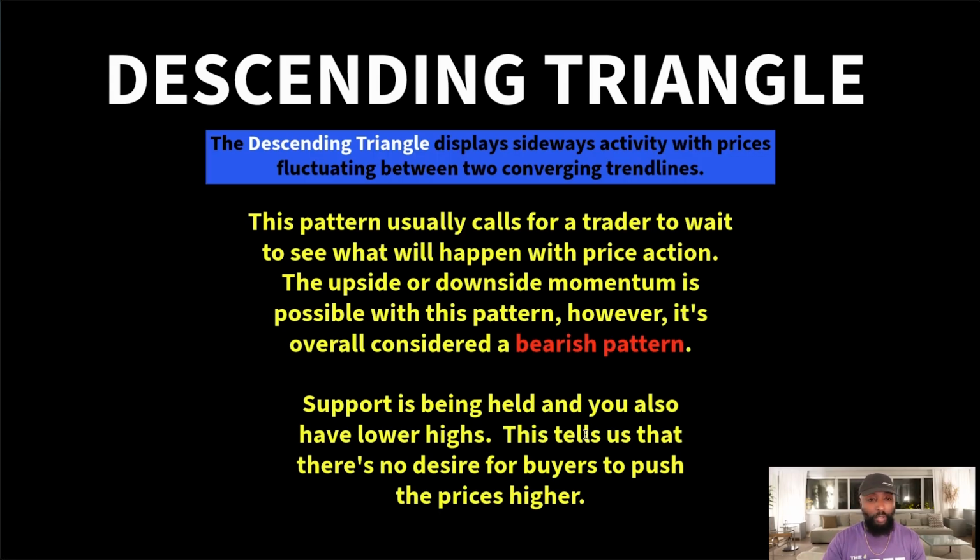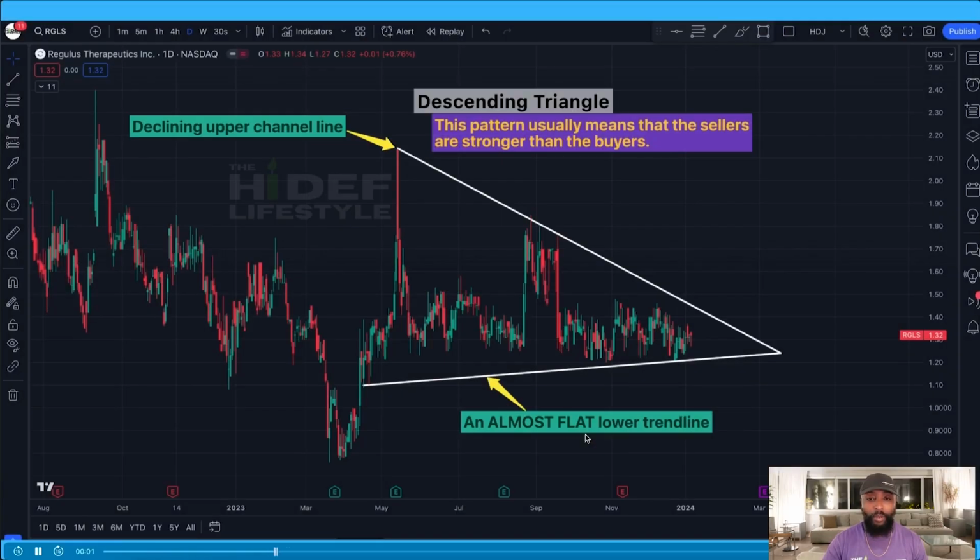So let me show you the example on this right here. So you can see we have an almost flat lower trend line right here. So it's not really strong. The angle on it is not really there. It's almost flat. But you have a declining upper channel line, which is much steeper. So the sellers are really stronger in this situation.